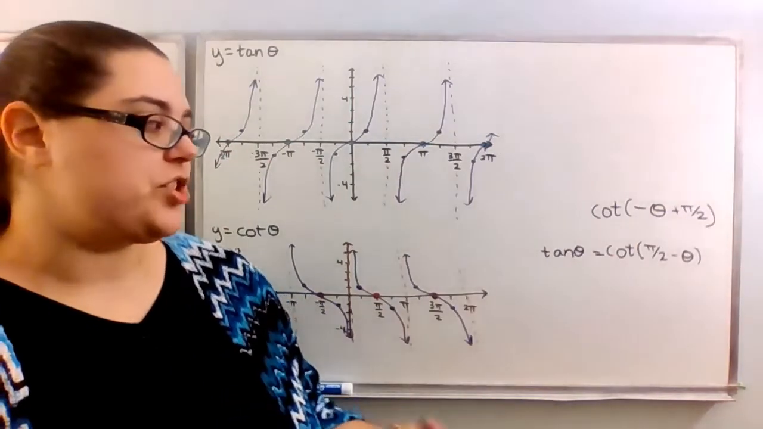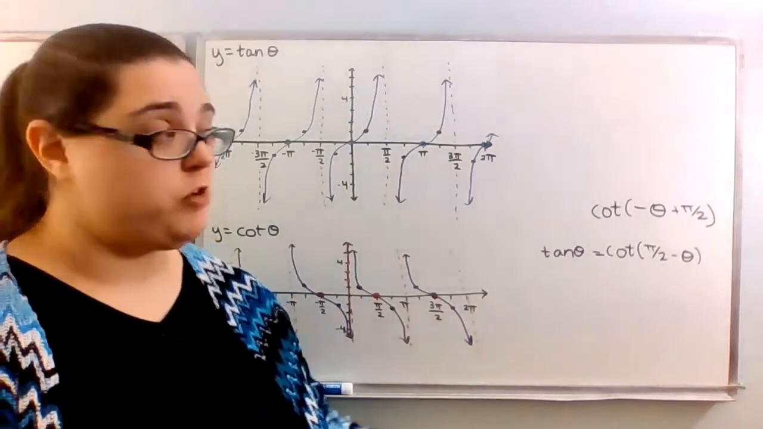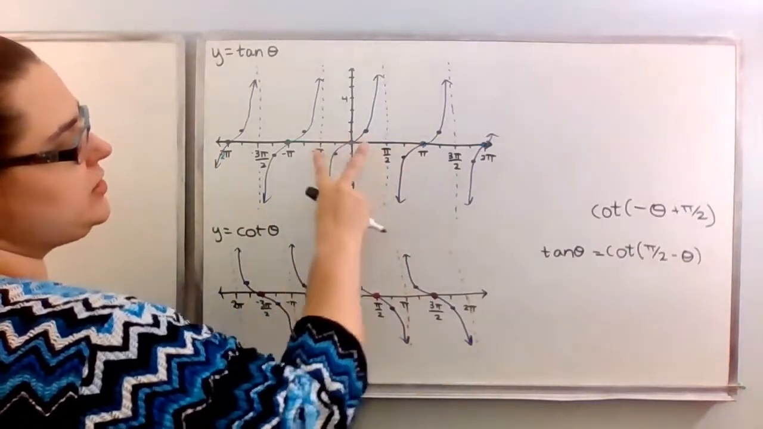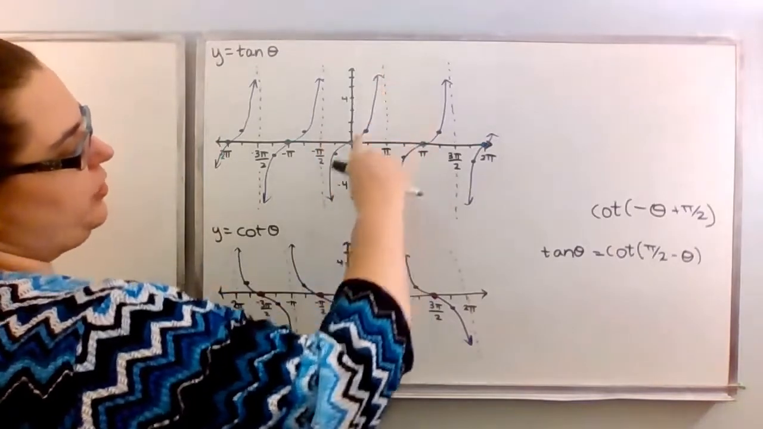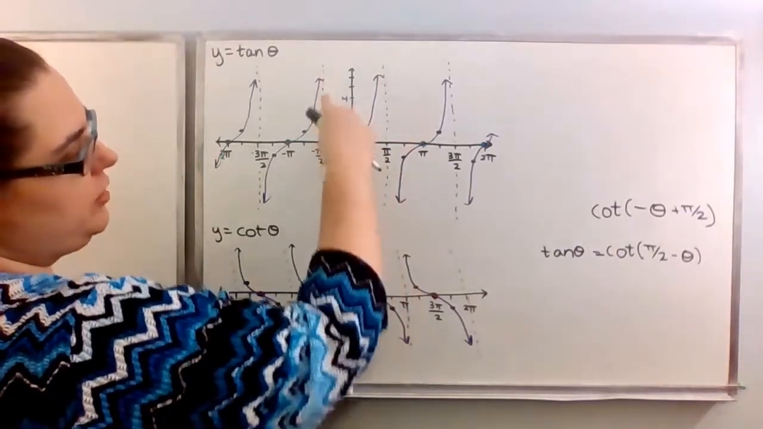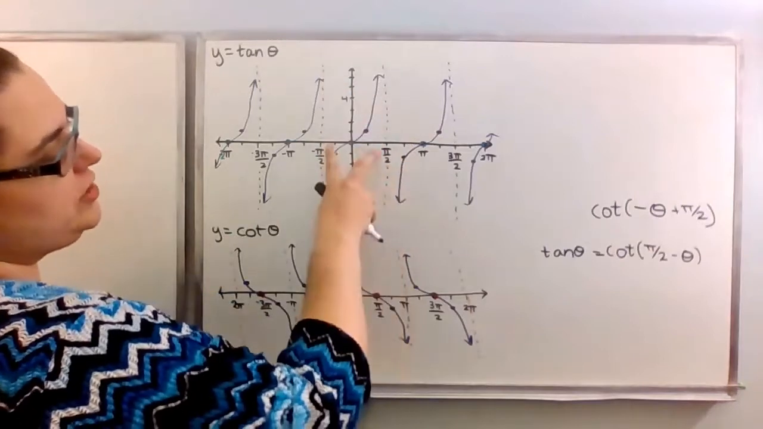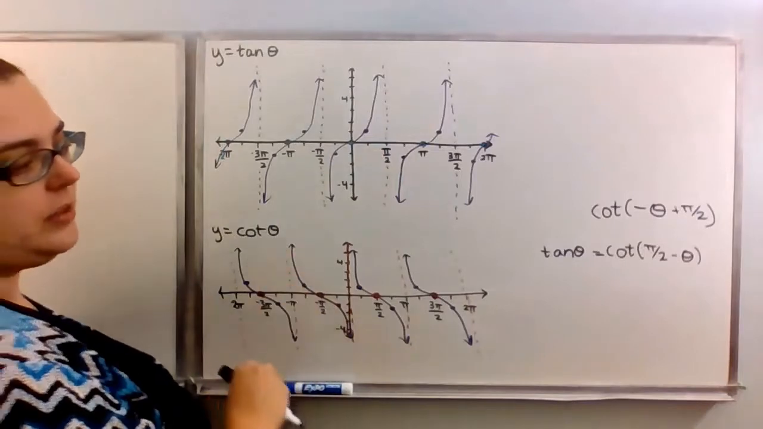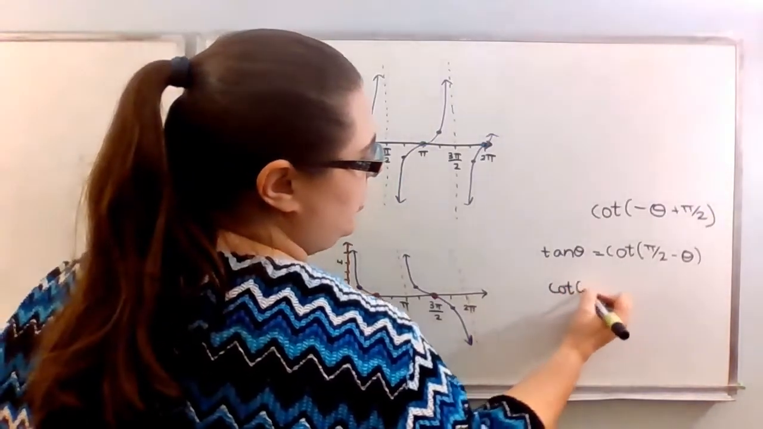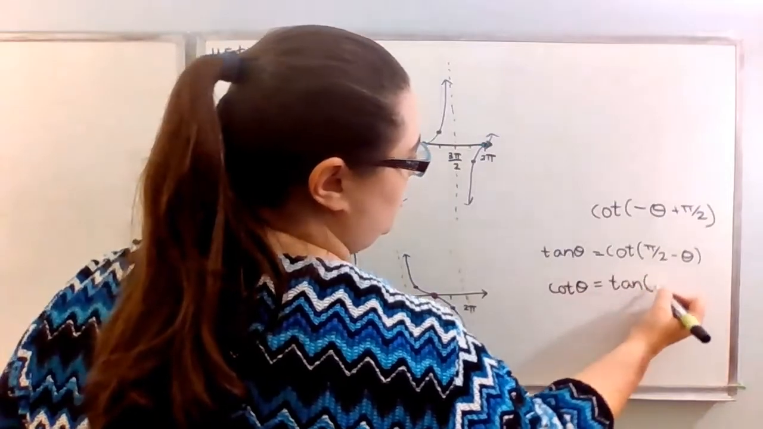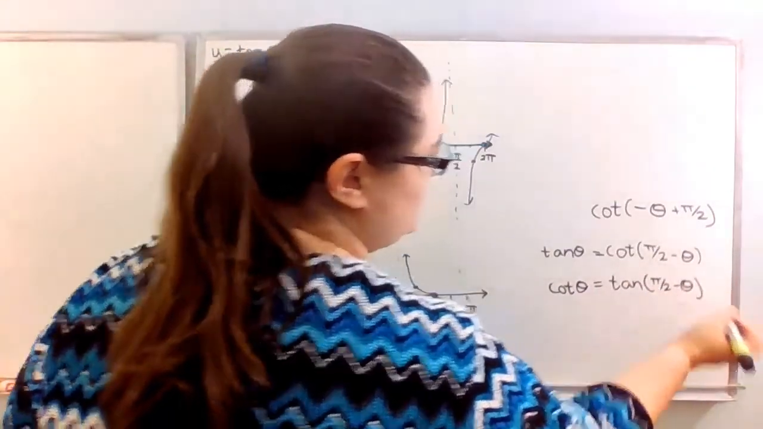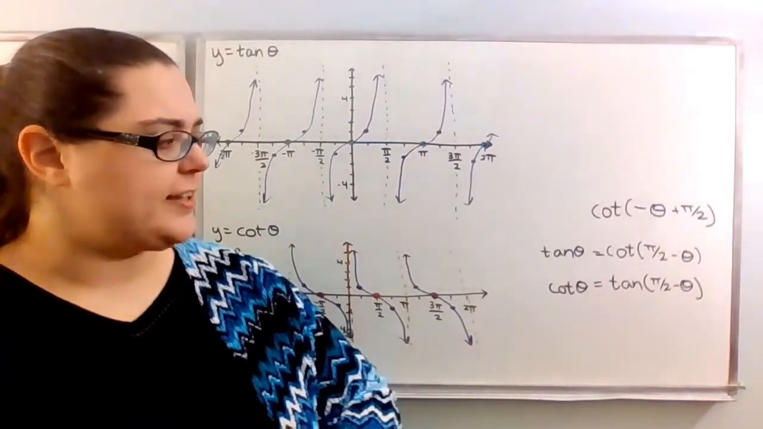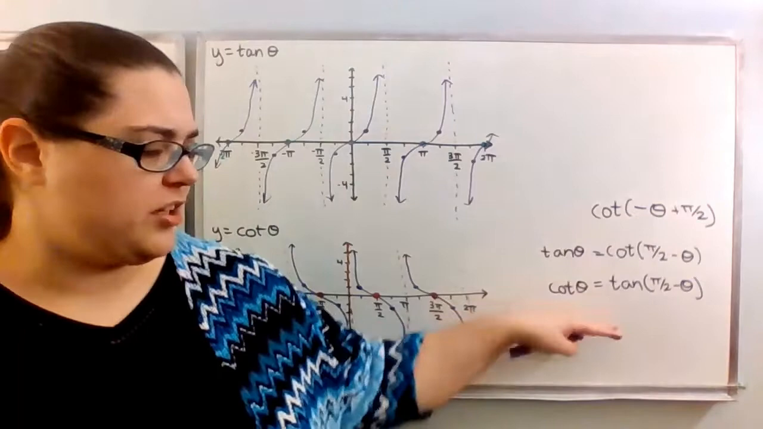And actually, we can shift and reflect tangent in exactly the same way and get cotangent. So for example, if I were to reflect this piece, think about this curve here being reflected. Now it's going this way. And I shift it to the left by pi halves, that will give me this piece here. So cotangent is also equal to tangent of pi halves minus theta. It's kind of nifty. We can do this shifting to get tangent and cotangent to be the same.